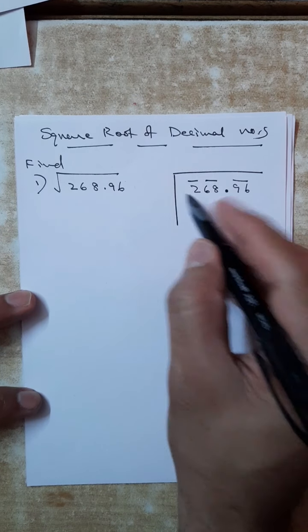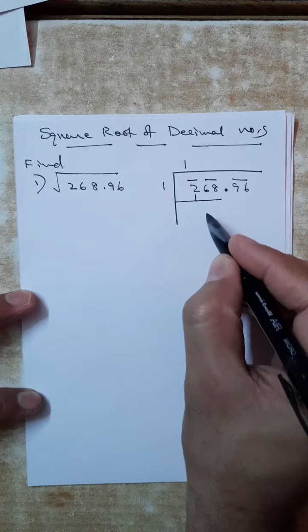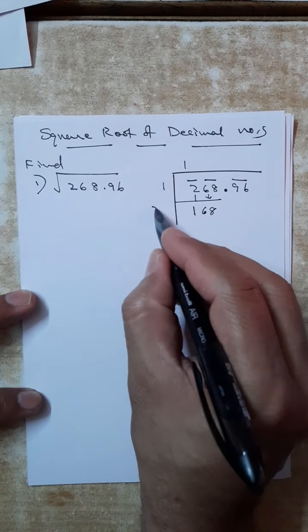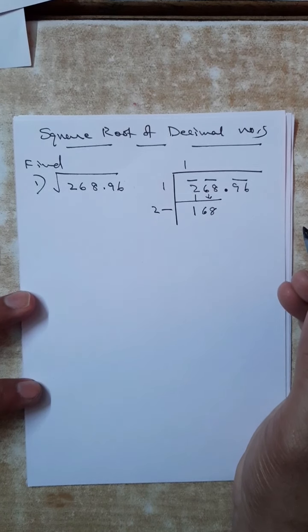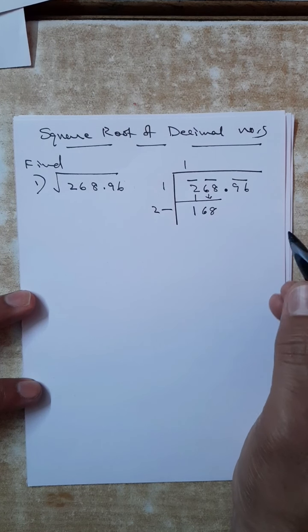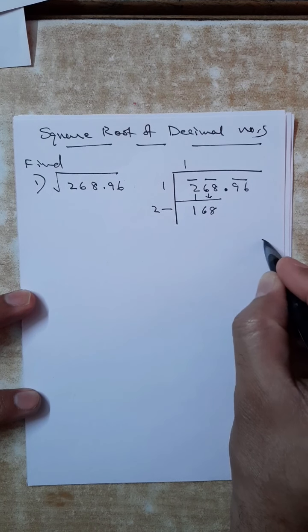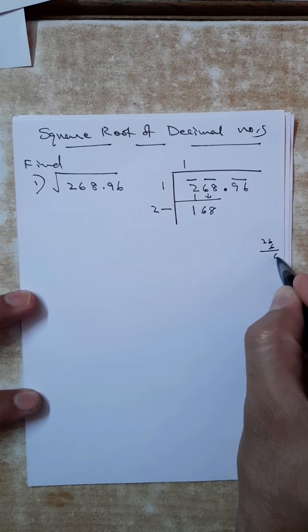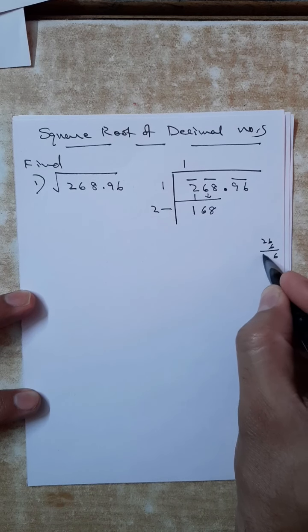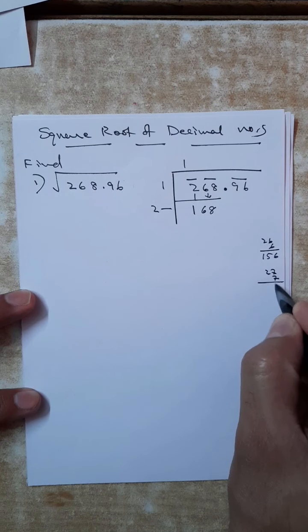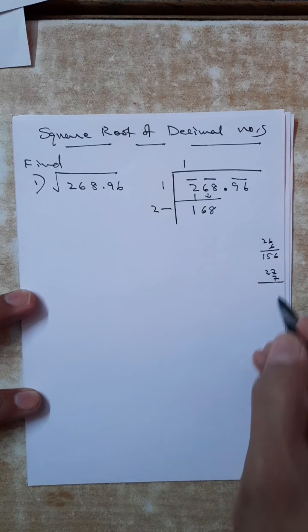First we will consider the first group, that is 2. What will go? 1 ones are 1. Balance 1. Bringing the next group, 68. Double of 1 is 2 and dash. What will go? If I write 25 into 5, 125. If I write 26 into 6, 156, going. 27 into 7 not going. 2 7s are 14.